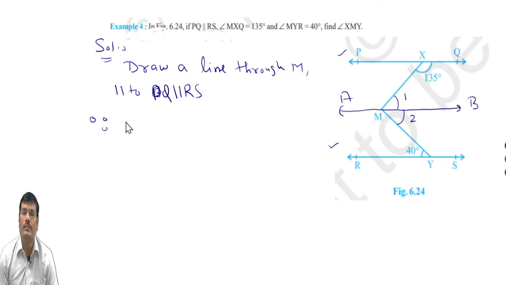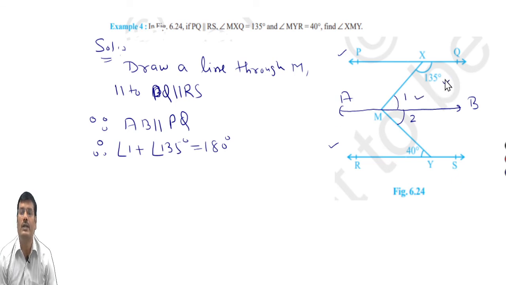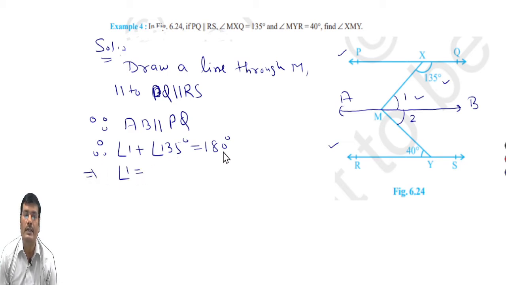Since AB is parallel to PQ, therefore angle 1 plus angle 135 is equal to 180 degree, because these are the two angles that lie between two parallel lines and on the same side of a transversal. So the reason is interior angles on the same side of a transversal. This gives us angle 1: 180 minus 135 gives us 45 degree.